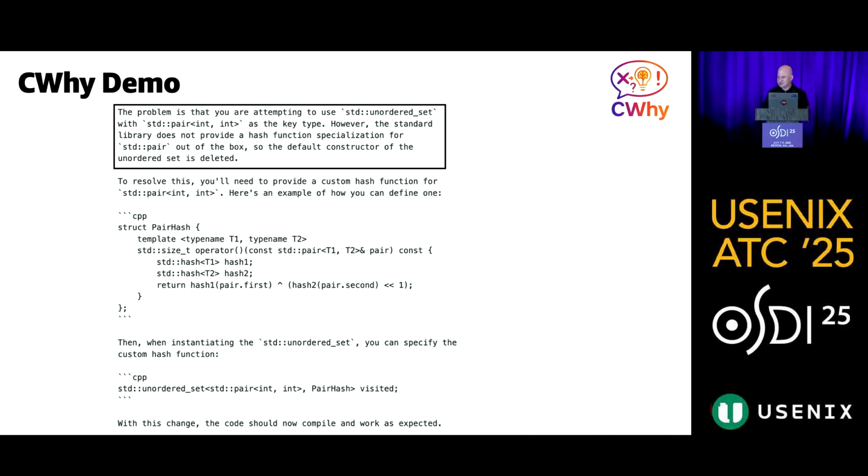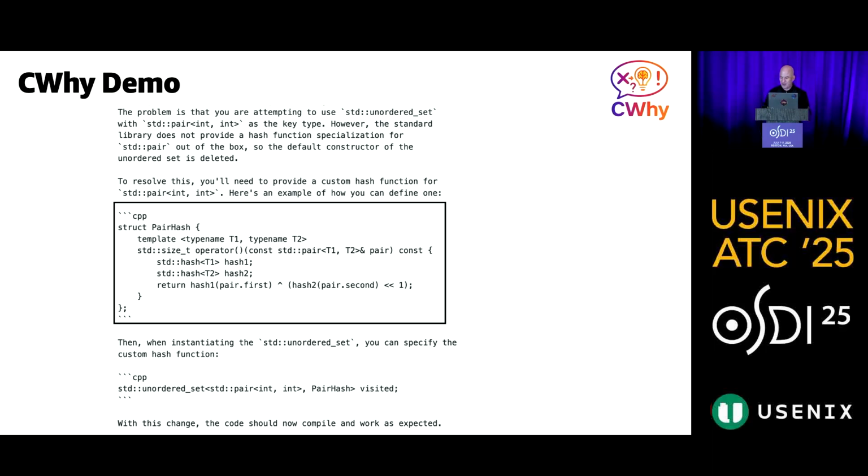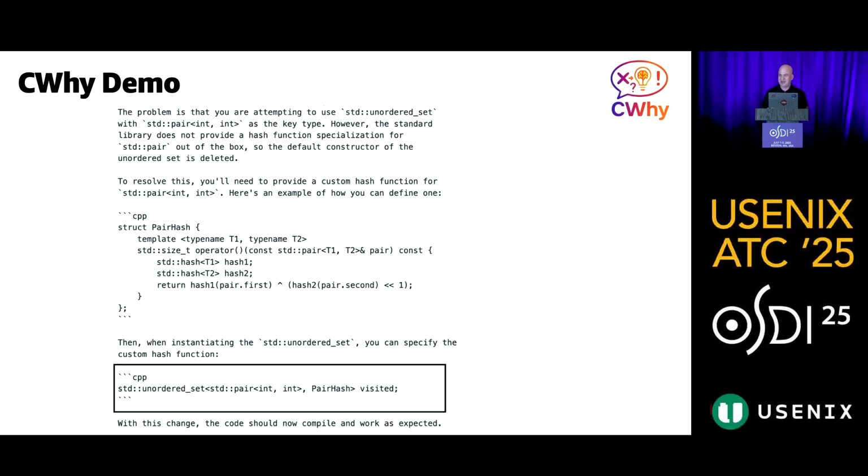It says the problem is you're attempting to use std unordered set with std pair, but the standard library does not provide a hash function specialization for std pair. This is a great error message, right? That's the problem. But not only that, it says, oh, here's how you fix it. Here's a suggested hash function, right? And then here's the invocation. And now your problem goes away. And it cost 3 cents, something like that, right? So this is great.